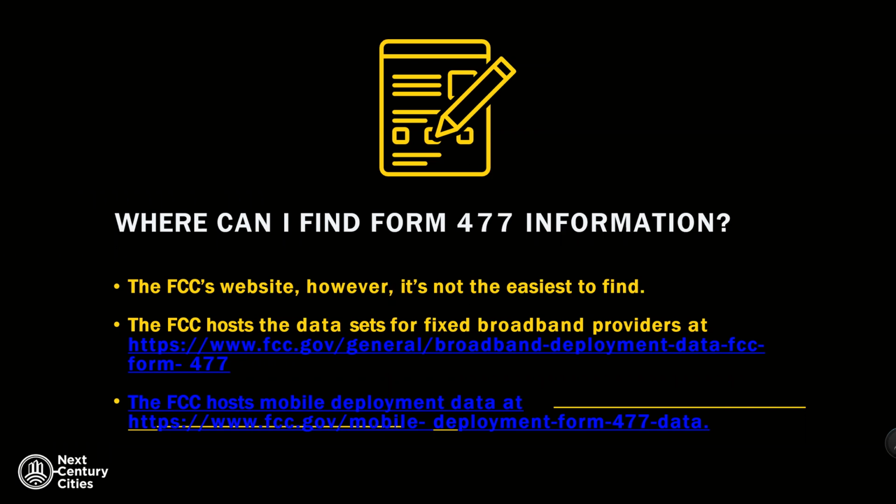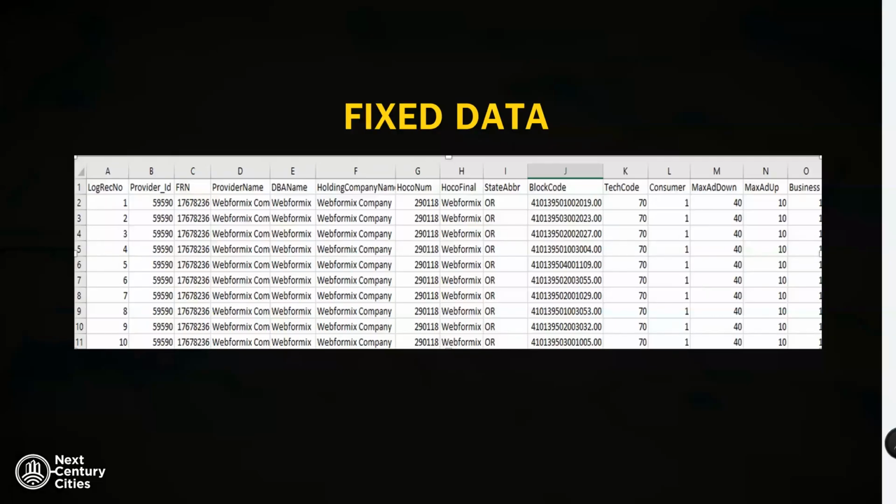So for ease, today I've gone ahead and copied the links to the fixed broadband and mobile deployment data. Both of these links will also be available in the description of this video. When we're looking at the data for fixed providers, generally, this data is available in a CSV, or comma-separated values, worksheet that anyone with access to spreadsheet software such as Excel will be able to access. And now that we have a section of data, what exactly does this mean?